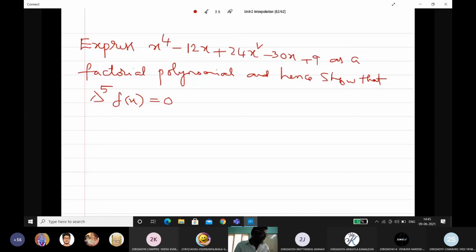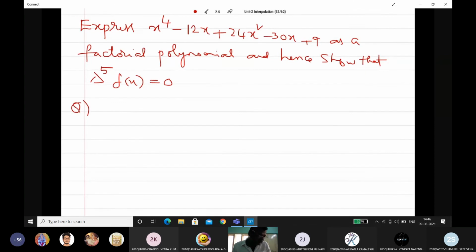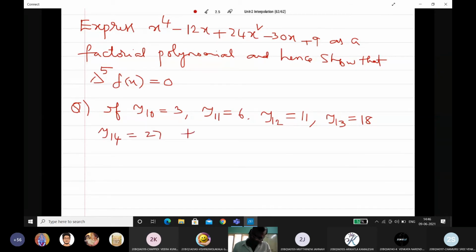Okay. And again you have to note down one more problem. This one, if y10 is equal to 3, y11 is equal to 6, y12 is equal to 11, y13 is equal to 18, y14 is equal to 27, then find.